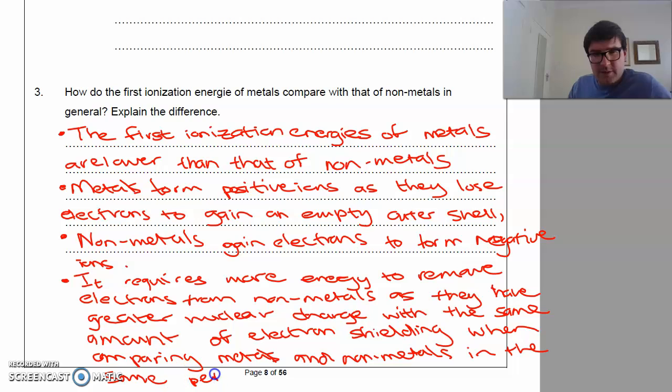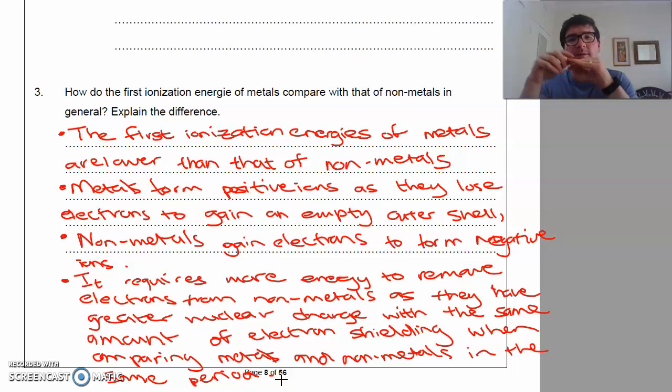Okay, so let's just quickly discuss this answer. It just means that in general, the metals have lower ionization energies than that of the non-metals. Why? Because the non-metals tend to form negative ions. Why do they form negative ions? Because they've got greater nuclear charge. They've got the same amount of electron shielding if you compare non-metals and metals in the same period of the periodic table.